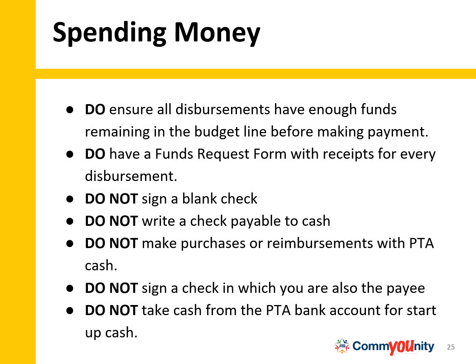Now, let's talk about some do's and don'ts around spending PTA money. When making disbursements, ensure there are enough funds in a budget line before making the payment. If there are not enough funds remaining in a budget line, you may reimburse up to the budget and then wait for a budget amendment to be approved by the membership to reimburse the rest. This is why it is critical that your executive board members and committee chairs know what their budget is and keep track of what they have spent.